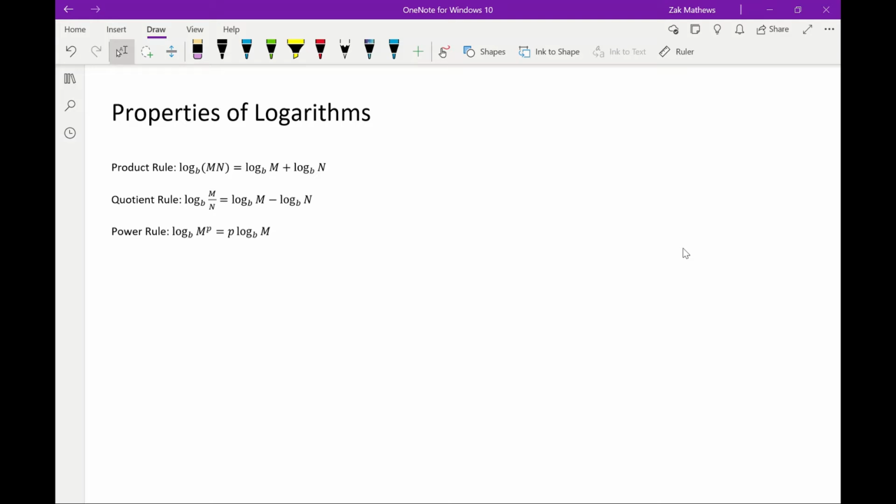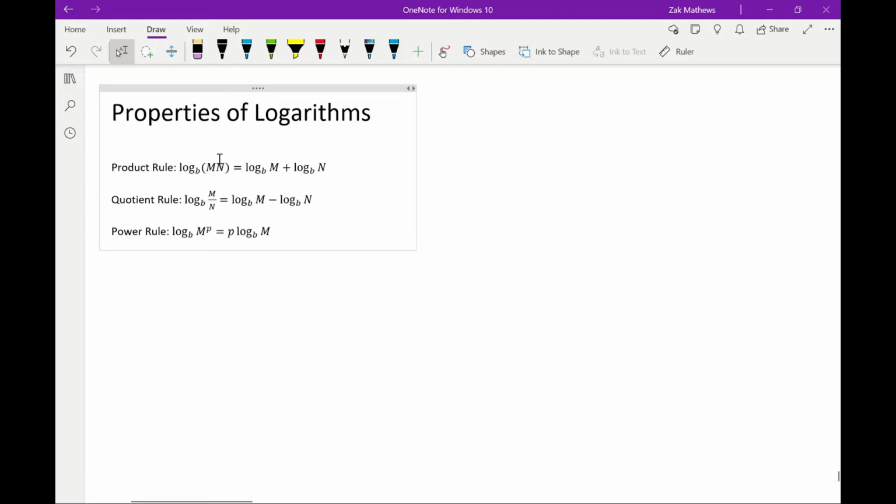In this video, I want to look at the properties of logarithms. Let's start by defining what those rules are. First rule we have is the product rule. It says if we take the log some base b of m times n, that is equal to log base b of m plus log base b of n.